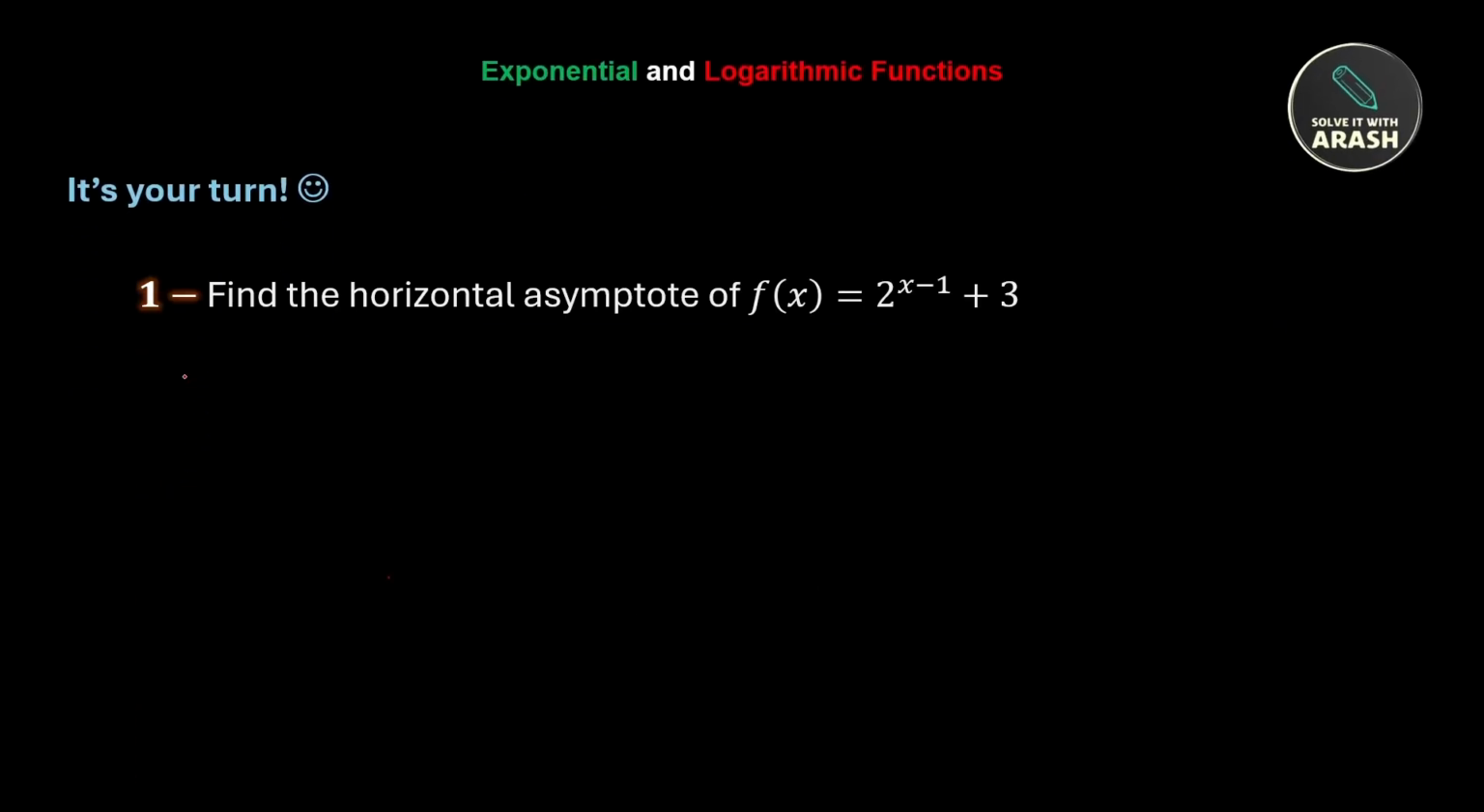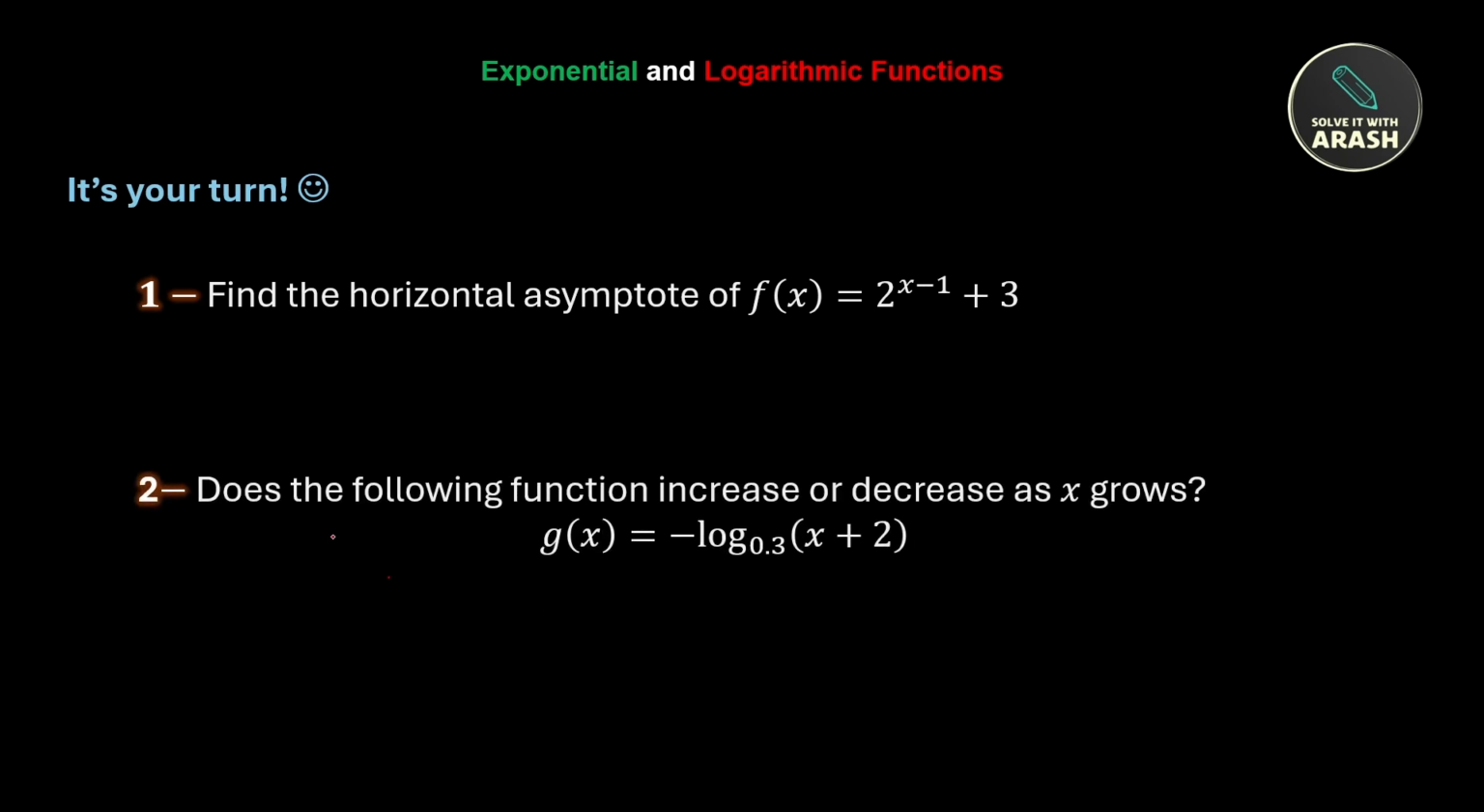Now it's your turn. In the first question, we want to find the horizontal asymptote of f of x, where it equals 2 to power x minus 1 plus 3. And in the second question, we want to know if this function is increasing or decreasing, where the function is negative log base 0.3 of x plus 2. Find your answers and leave it in the comments.